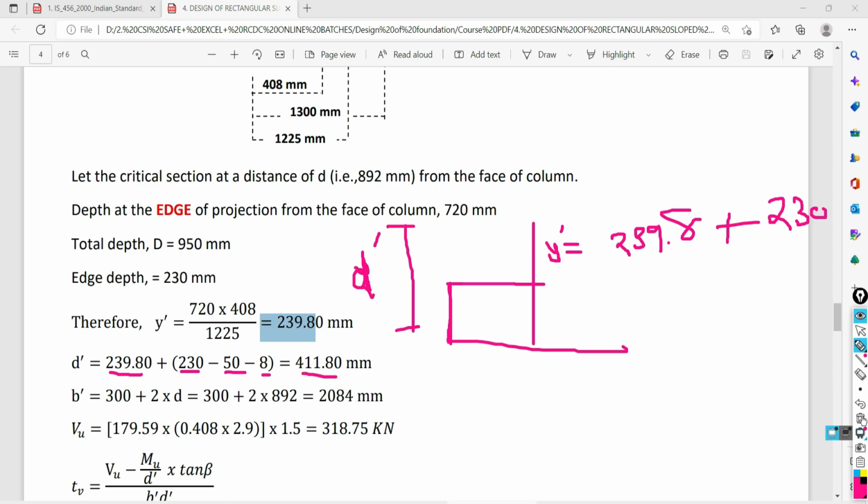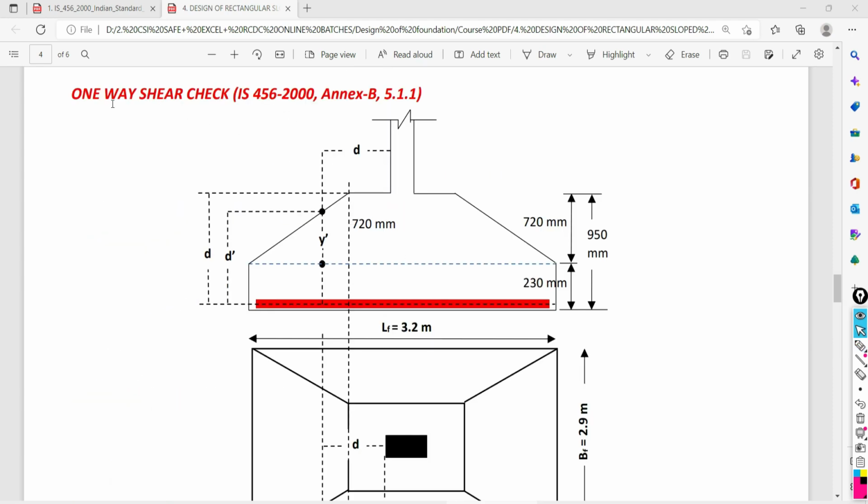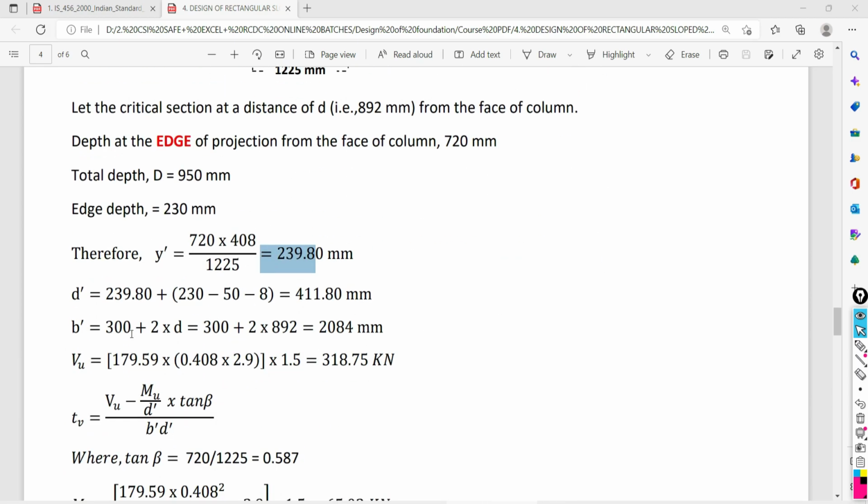Now b dash, how much is the resisting width available at that proposed section for the one-way shear check at a distance of d from the face of your column? So the formula for that is: width of your column plus 2 times effective depth of your footing. If you do the calculation for this, we are getting the resisting width as 2084 mm.